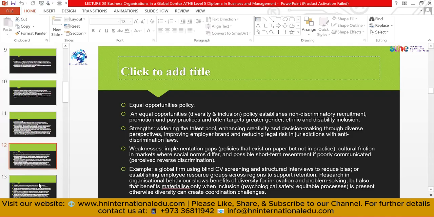Equal opportunities policy. And equal opportunities is all about diversification and inclusion. That is a policy establishing non-discriminatory recruitment. Even in the interview panel, if you have a grudge regarding any gender, they won't be hiring you. Promotion and pay practices, and often targets for greater gender, ethnic, and disability inclusion. And if you have some sort of disability, again, it can cause a problem. Plus point, strengths, widening the talent.